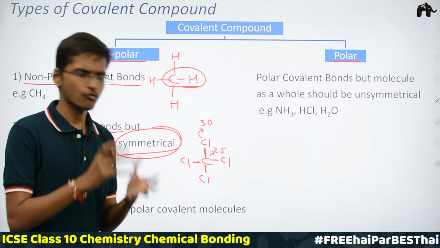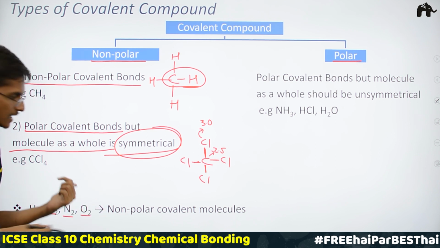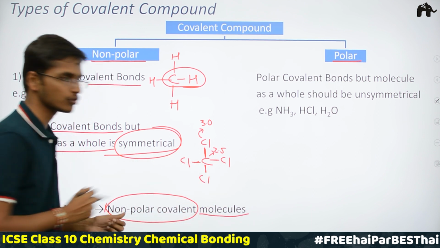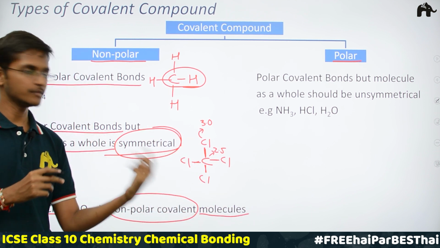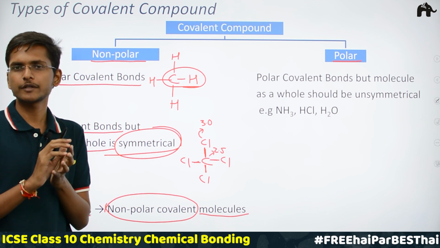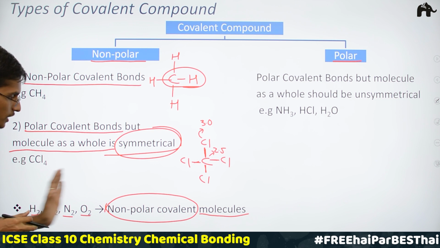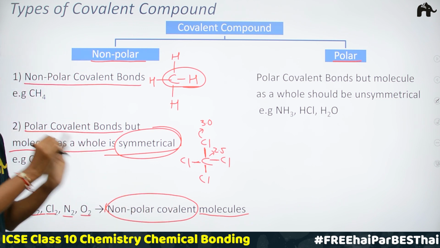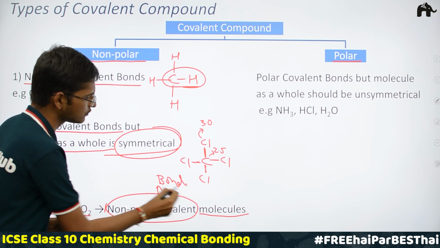Now, one more thing: H2, Cl2, N2, O2, these are non-polar covalent molecules. I have already told you how to distinguish between molecules and compounds. It's a very basic thing. So these are molecules, we all know, and these are non-polar covalent molecules because they have non-polar covalent bonds. Now, how could I figure it out?